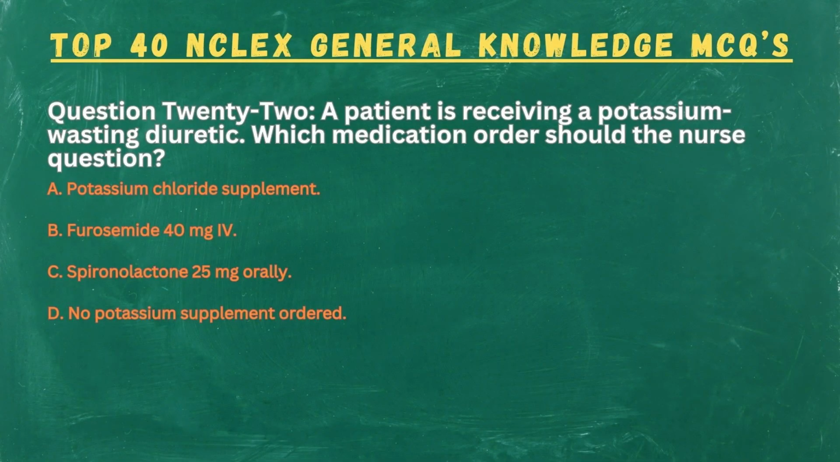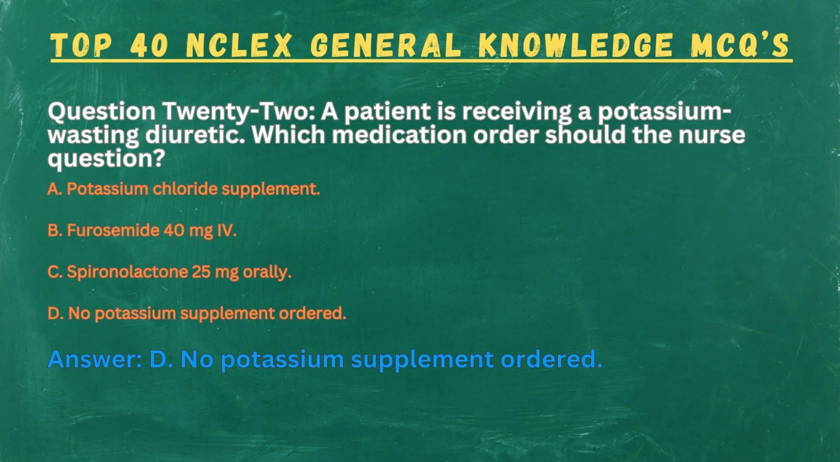Question 22. A patient is receiving a potassium-wasting diuretic. Which medication order should the nurse question? A. Potassium chloride supplement. B. Furosemide 40 milligrams IV. C. Spironolactone 25 milligrams orally. D. No potassium supplement ordered. Answer: D. No potassium supplement ordered.